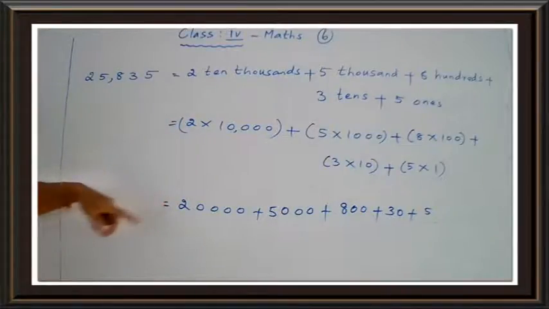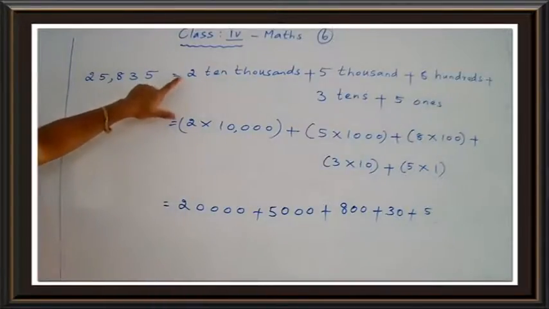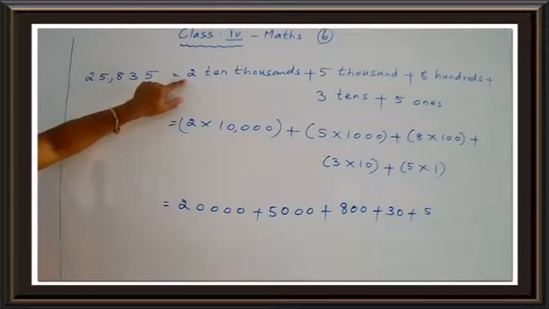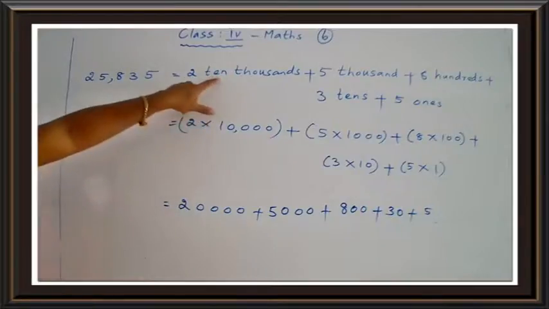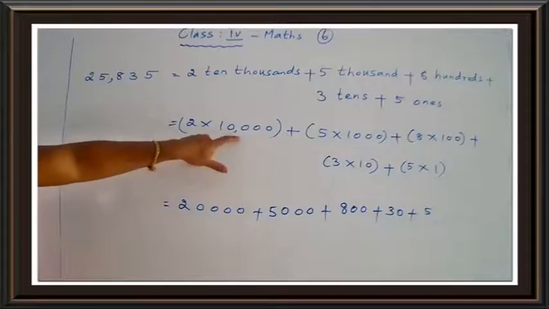So we can expand the number 25,835 in three different ways. First one: 2 ten-thousands plus 5 thousands plus 8 hundreds plus 3 tens plus 5 ones. Okay. Next, this is the words, you write in numerals.